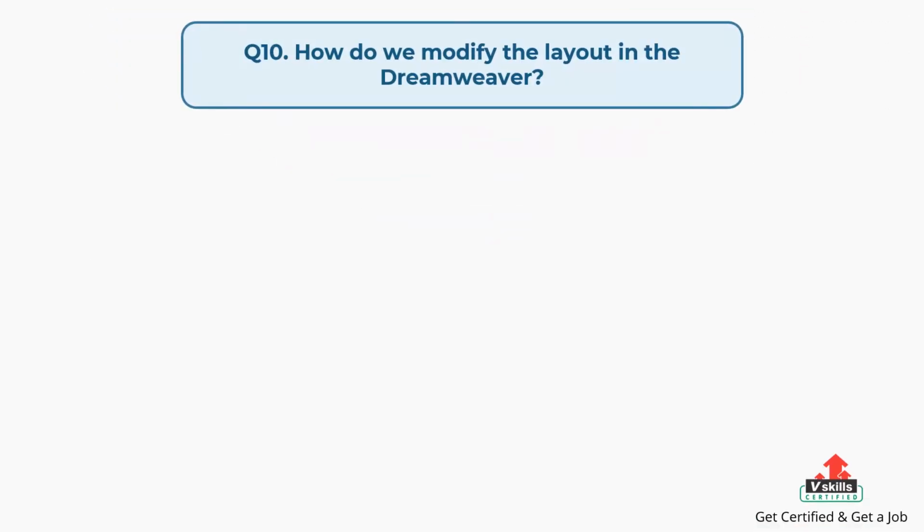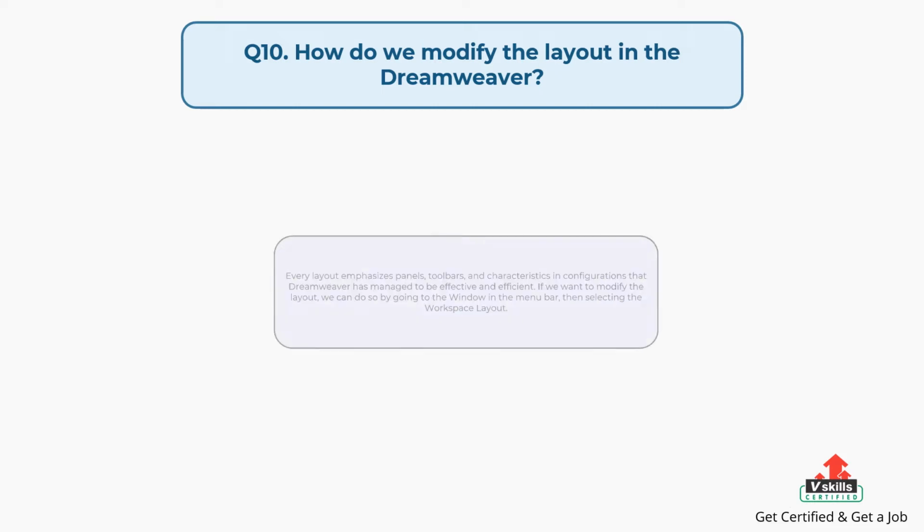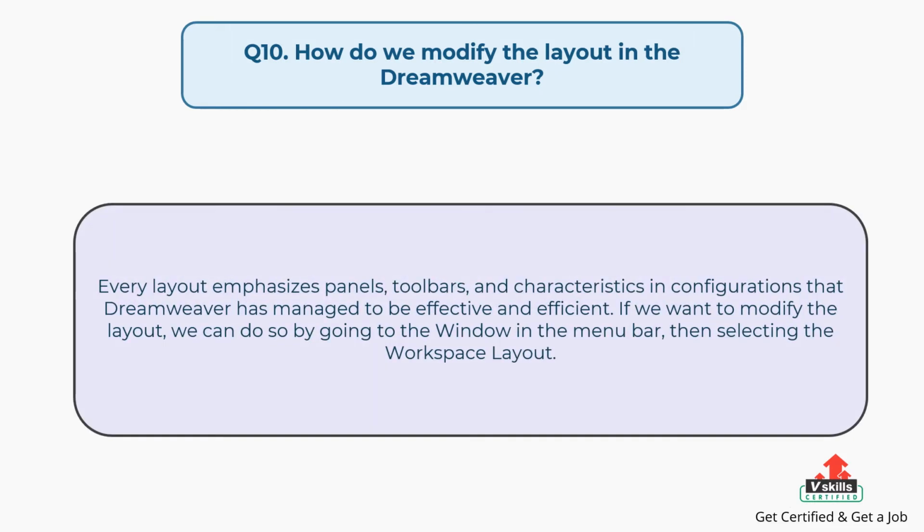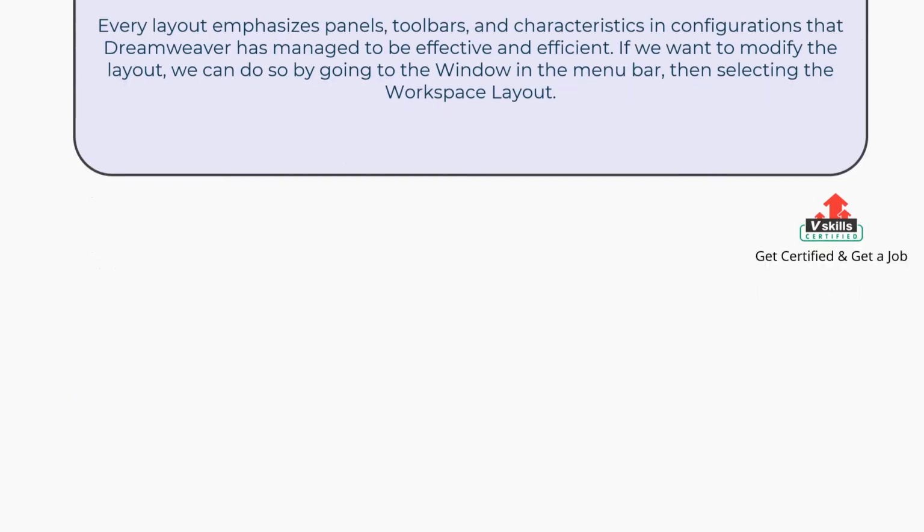Question number 10. How do we modify the layout in Dreamweaver? The answer is every layout emphasizes panels, toolbars, and characteristics in configurations that Dreamweaver has managed to be effective and efficient. If we want to modify the layout, we can do so by going to Window in the menu bar, then selecting the workspace layout.